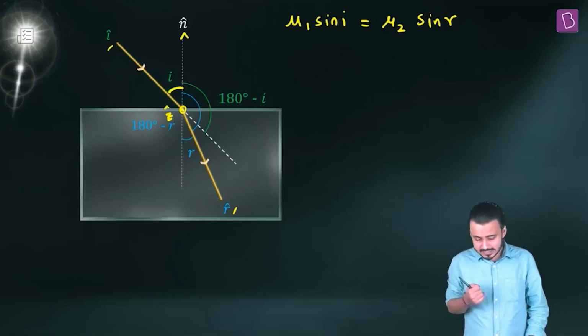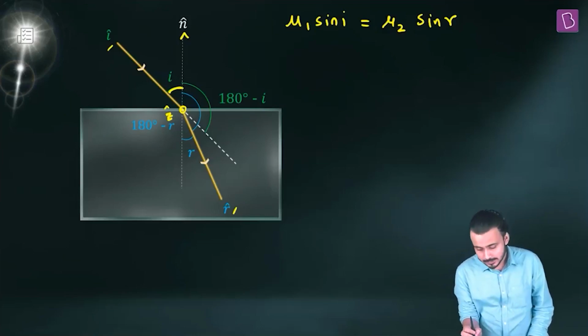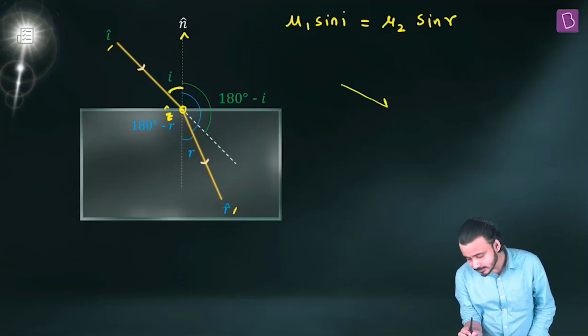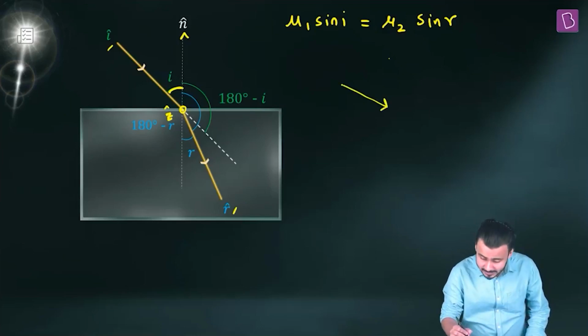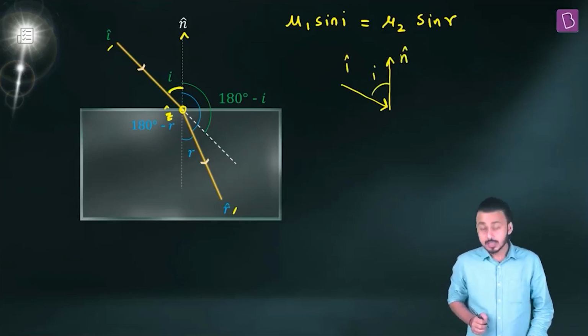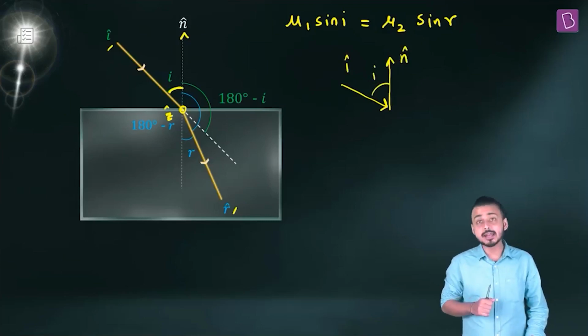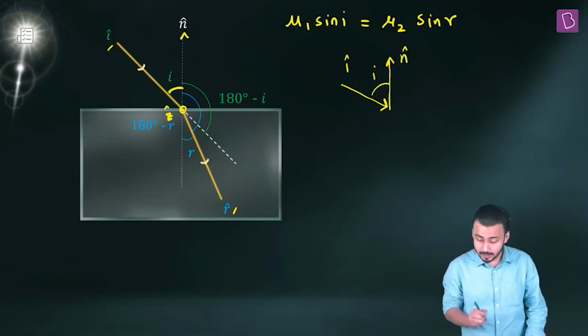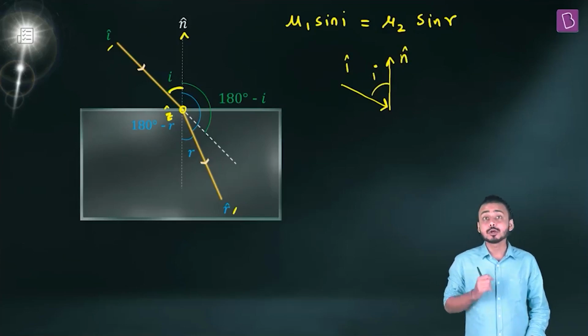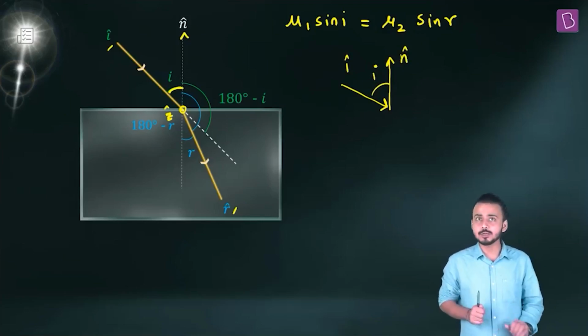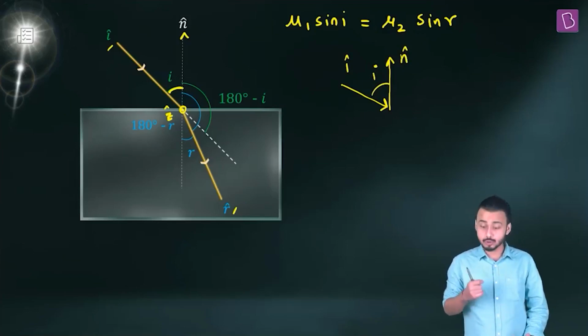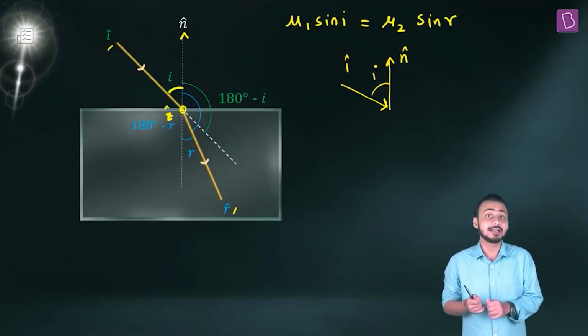Let's look, what is the angle between I cap and N cap? Is it I? No, it is not. See, I cap is like this and N cap is like this. Please understand this. And this angle is I. So the angle between I cap and N cap will not be I. Do you understand why? Because when you measure the angle between two vectors, you should always draw them head to head or tail to tail.